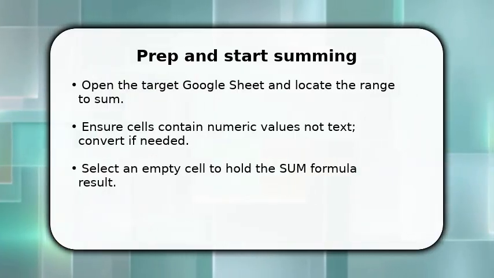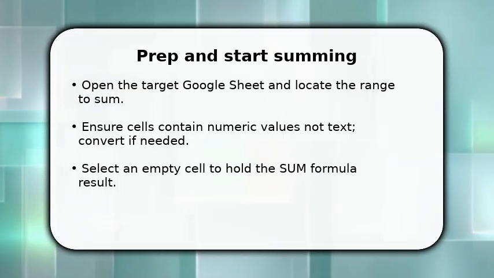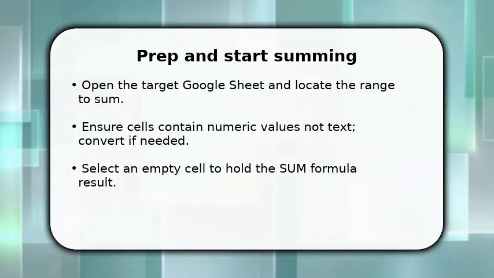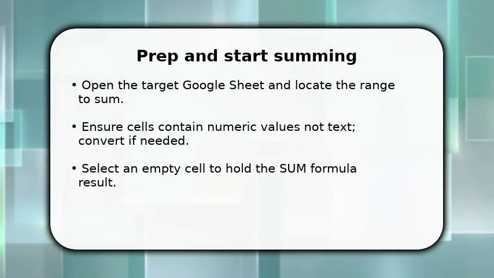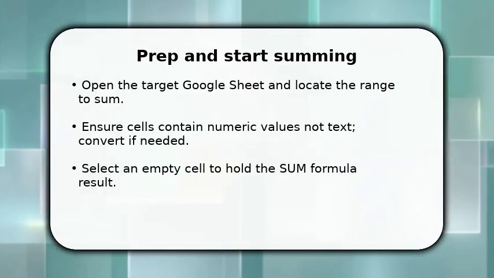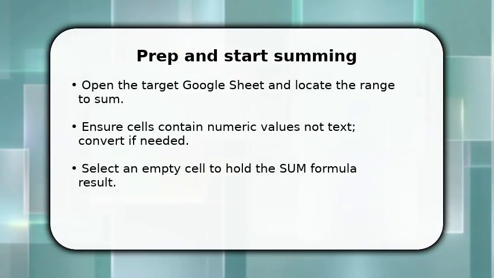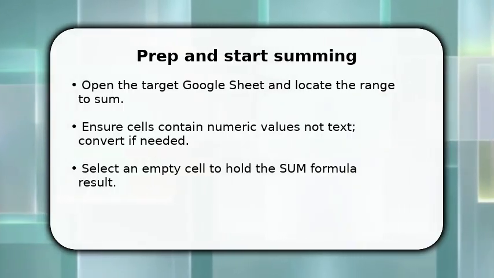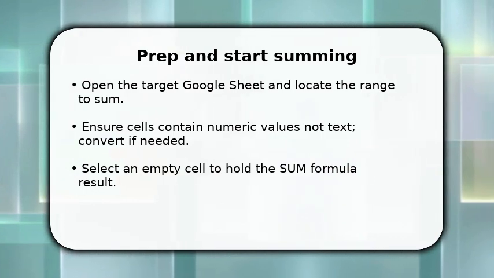Once done, type equals SUM, then drag to select the first range of cells you need to add. Make sure to include contiguous rows or columns in one selection. If ranges are separated, you'll add them next. Press Enter to get the first subtotal, and visually confirm the selection highlights match what you expect.